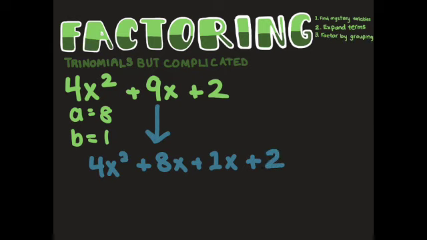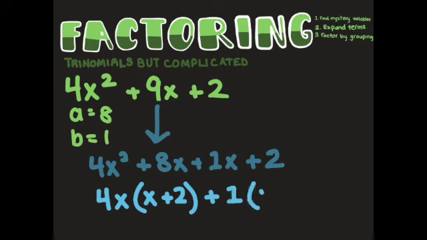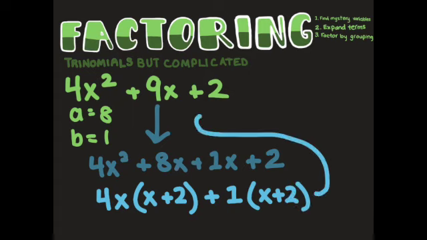And now we just factor by grouping, right? So we can take out the greatest common factor here, which is 4x. So we have x plus 2. And the greatest common factor for these two is just going to be 1, which, yes, you can do that. And so we'll have x plus 2 here. Then we take out the greatest common factor of x plus 2. And for our final answer, we end up with 4x plus 1 and x plus 2.